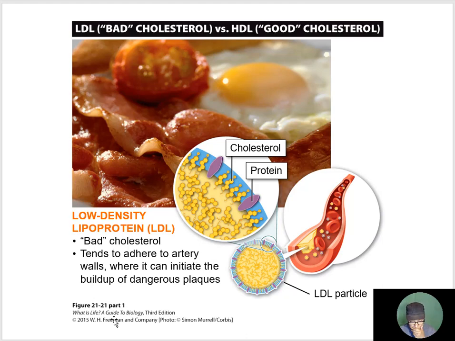So this LDL, this quote, bad cholesterol, it tends to adhere to the artery walls where it can initiate this buildup of these dangerous plaques. And that's why we call it the bad cholesterol. You don't want a high LDL, right? You want a high HDL. That's the good cholesterol. And that's fine because we use that to make our cellular walls and things like that. The membranes, they're part of the membranes of the cell. But the LDL cholesterol is very sticky and it wants to adhere, and that is not good.